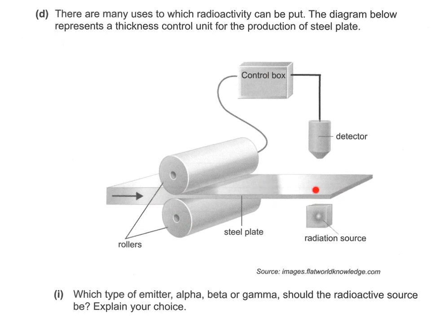So it's having to go through what we're describing here as steel plate. So we're asking which kind of source will go through steel plate. So I can't imagine alpha and beta. Alpha definitely not, and beta very doubtful that it would go through any reasonable amount of steel plate. So it would have to be gamma. So you would explain that alphas and betas wouldn't be expected to make it through steel plate, only gammas would.